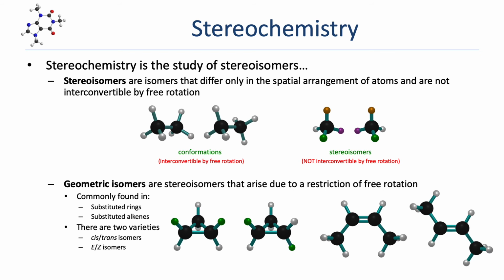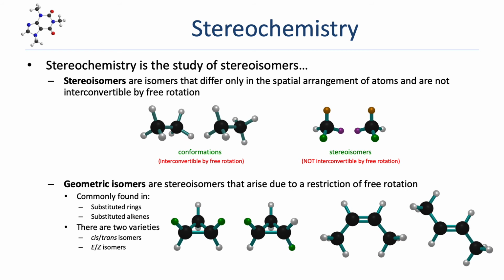So here I have a pair of models. These are models of ethane, and these are not stereoisomers. These are actually conformations. We have two conformations of ethane. They're conformations because they are interconvertible by free rotation. Rotation along that carbon-carbon bond can transform the first structure into the second.